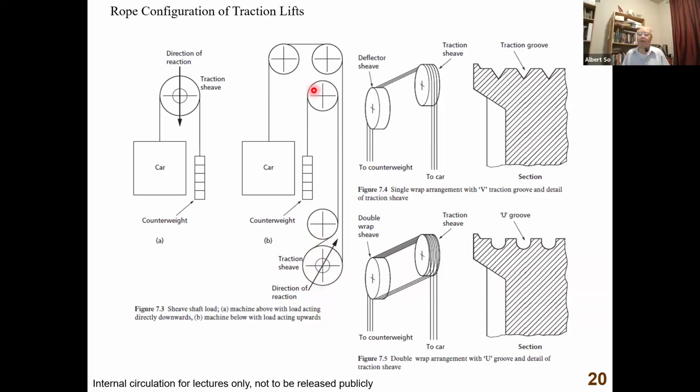Right. Then you have a diverter pulley. It's also called, these two are also pulleys. Okay, and this is the counterweight, and the ropes that need to go down.